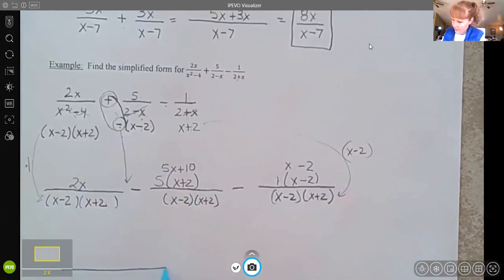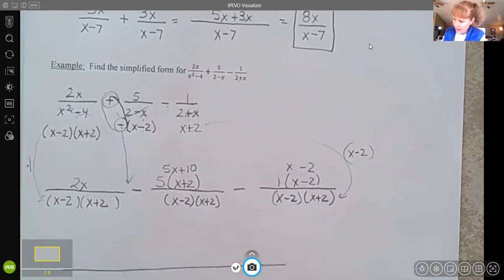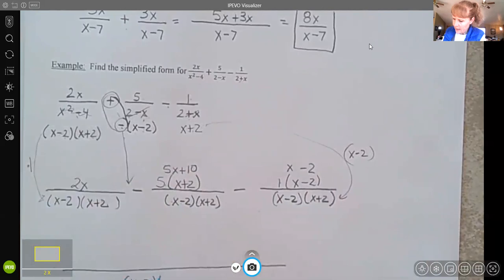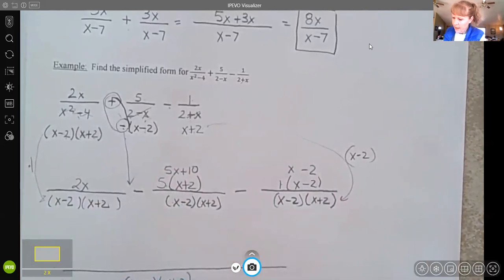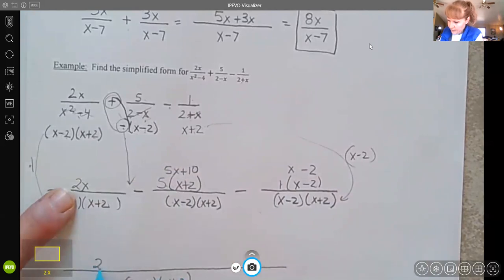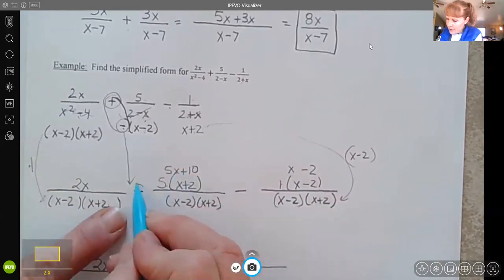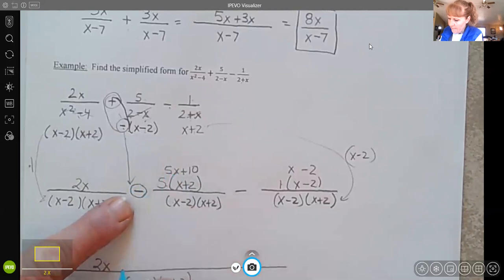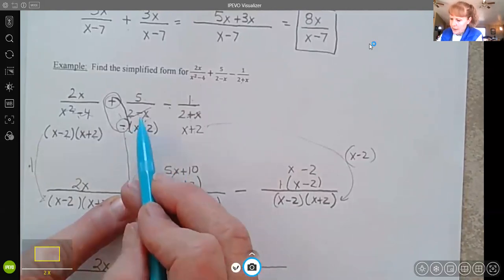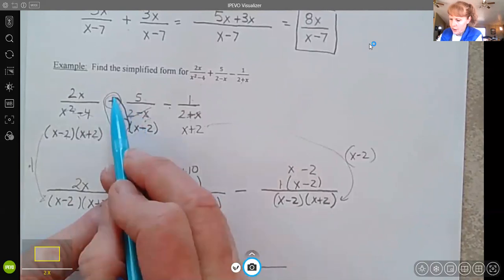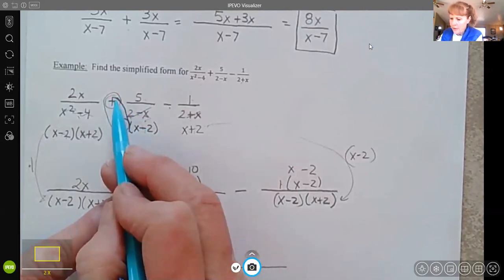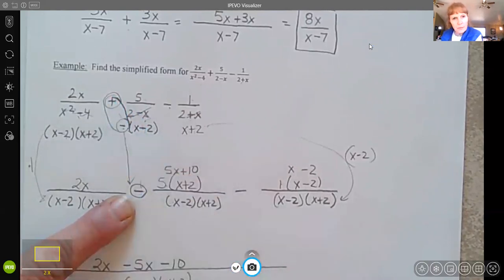So now I've got an x minus 2, x plus 2. This right here is going to be 2x. Because of the subtraction sign, it's going to be a minus 5x and a minus 10. And the subtraction sign came because I had to switch the order here. So I changed the plus to a minus. If it had been a minus, I would have changed it to a plus.